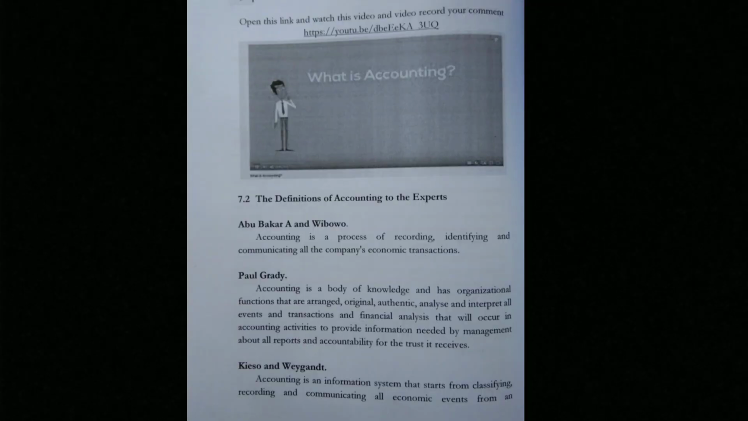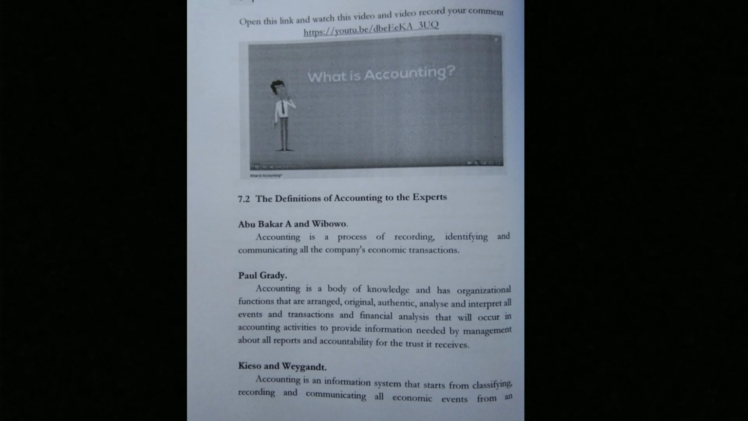The definition of accounting according to the experts Abu Bakar A. and Wibowo: accounting is a process of recording, identifying, and communicating all the company's economic transactions. Paul Grady: accounting is a body of knowledge and has organizational functions to record, analyze, and interpret all events and transactions and financial analysis that will occur in accounting activities, to provide information needed by management about all reports and accountability for the trust it receives.